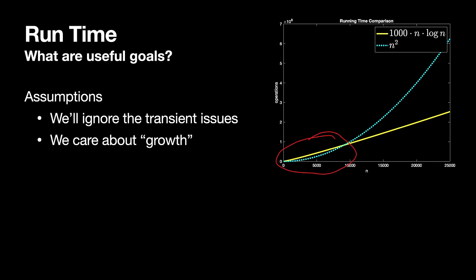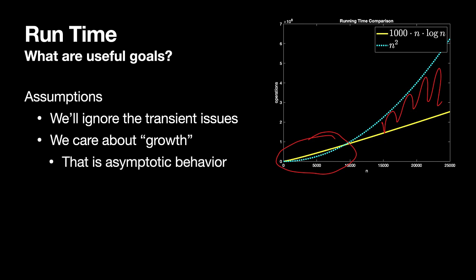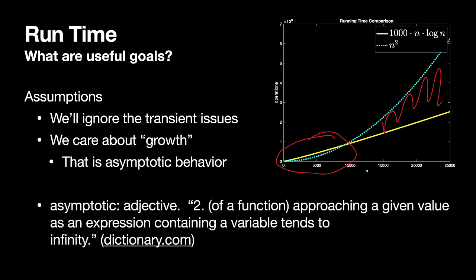We'll kind of focus our attention on the idea of the growth of the two functions, so kind of this area between the two curves here. And in particular, what we're really interested in is trying to come up with some sort of an upper bound, trying to find some function that is above another function at all points in time. So we're really looking for some sort of asymptotic behavior. So just to review, asymptotic is commonly used when working with geometry or calculus. So it's about approaching a given value as an expression containing a variable tends to infinity.